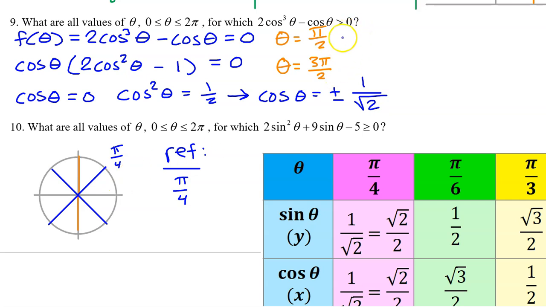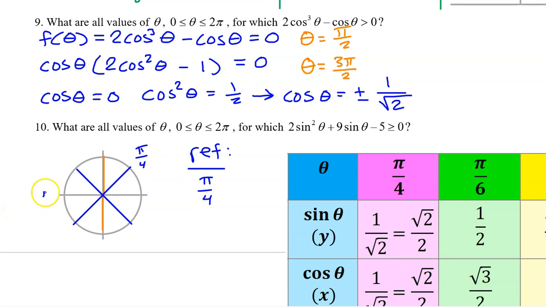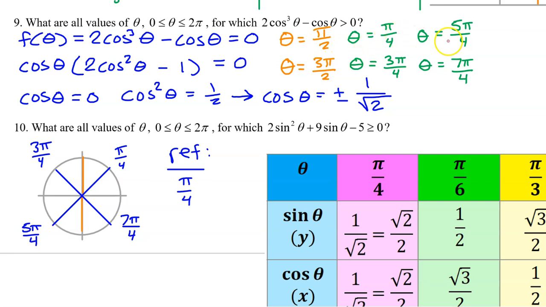So I'll add this to my list later. We can think of pi as 4 pi over 4. So the angle in the second quadrant is 3 pi over 4. And the angle in the third quadrant is 5 pi over 4. We can think of 2 pi as 8 pi over 4. So this angle in the fourth quadrant is 7 pi over 4. These are the 6 values of theta that make f of theta equal 0.